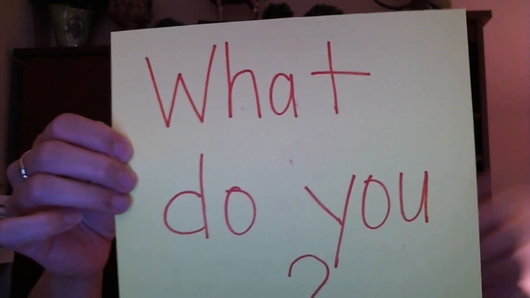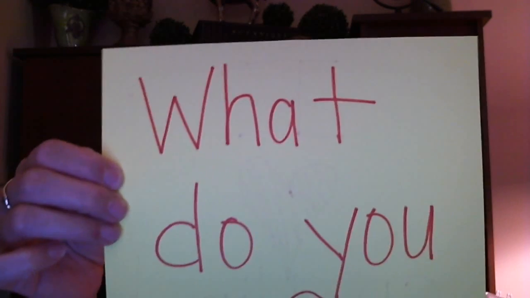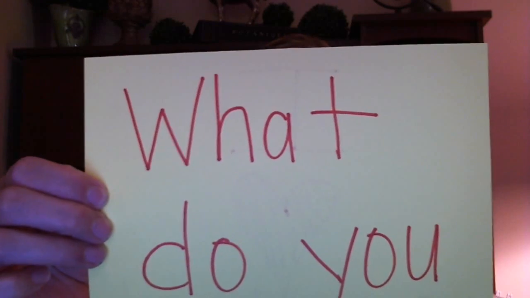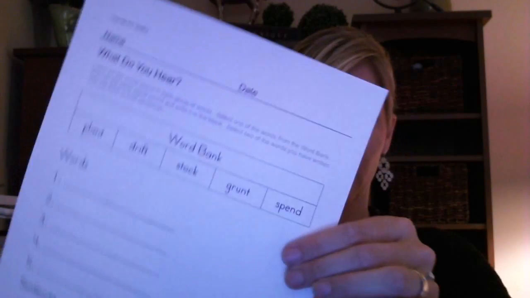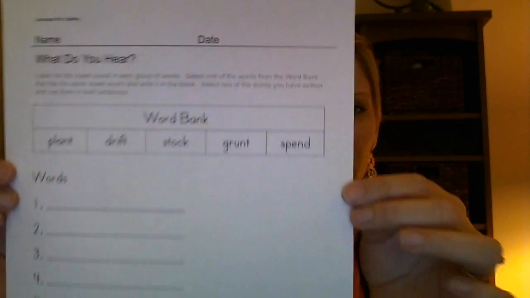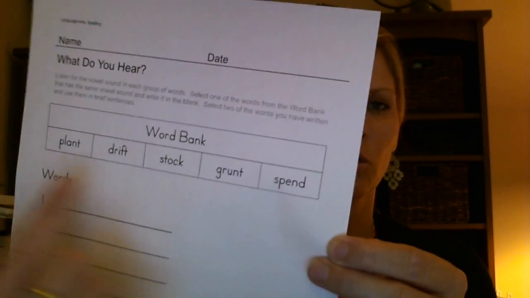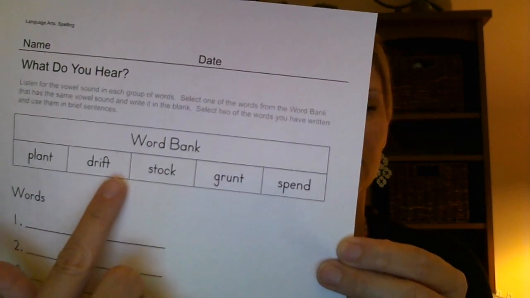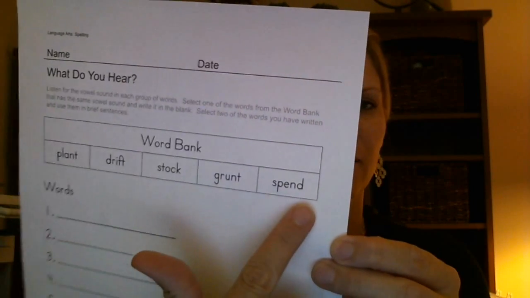This worksheet asks, listen for the vowel sound in each group of words. Select one of the words from the word bank that has the same vowel sound and write it in the blank. Okay, so let's do the first one together. How this works is you can see the 5 words across in the word bank. Let's read them together. Plant, drift, stalk, grunt, and spend.